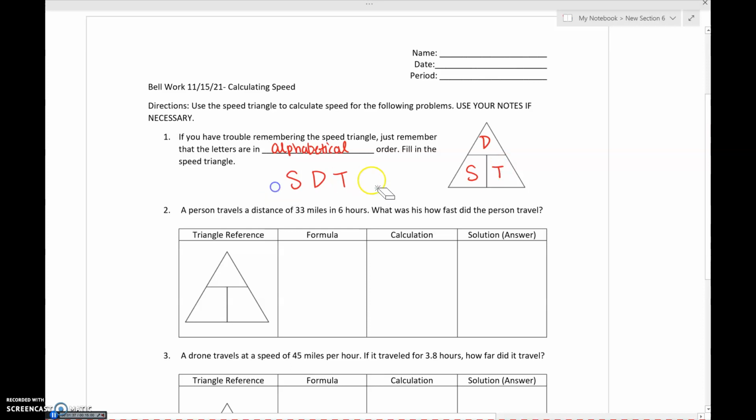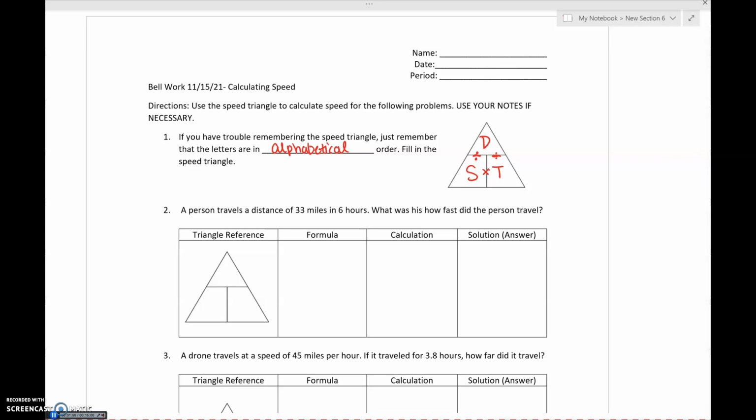When we are using the formulas for the speed triangle, remember if two things are on top of each other, it means you divide those two things. And remember, we have this line here to help us. And if they are next to each other, we're going to multiply them. So let's take a look at number two.